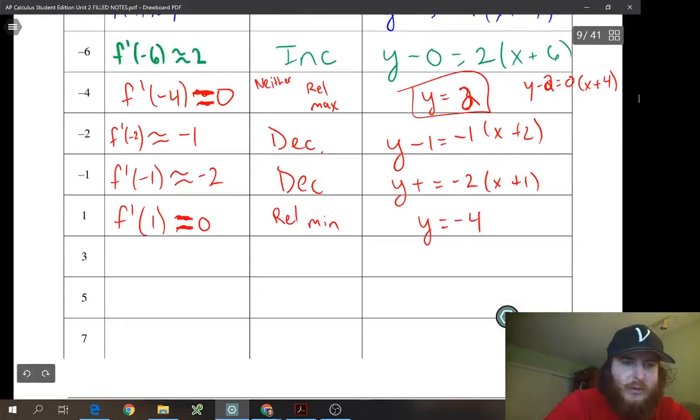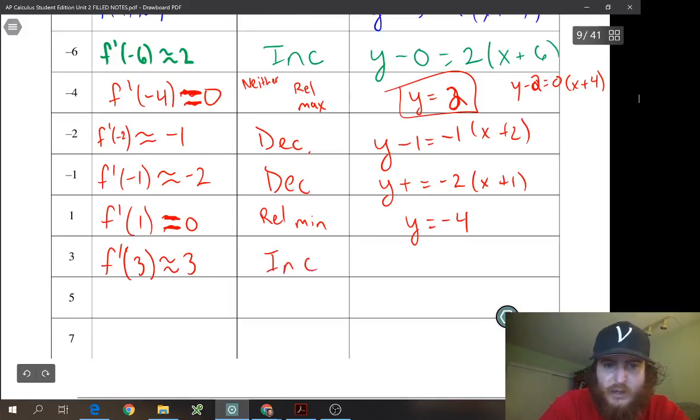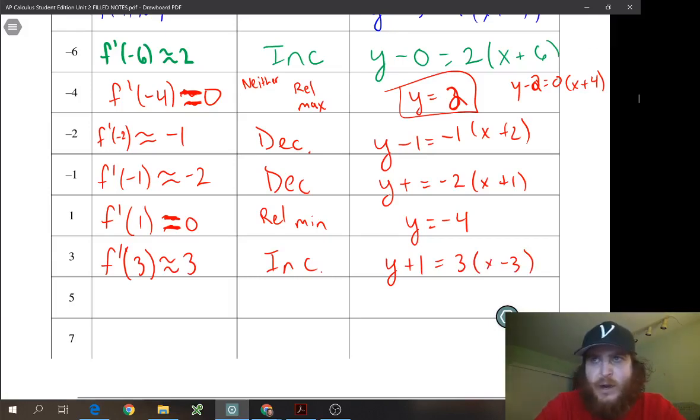At 3, our graph is increasing again, and I approximated my slope to be about 3. Again, if you got 2, if you got 4, that's okay. But the big thing is that we're increasing. And so everyone should have y plus 1, and you should have the x minus 3. But if your slope was a little bit different, that's okay.